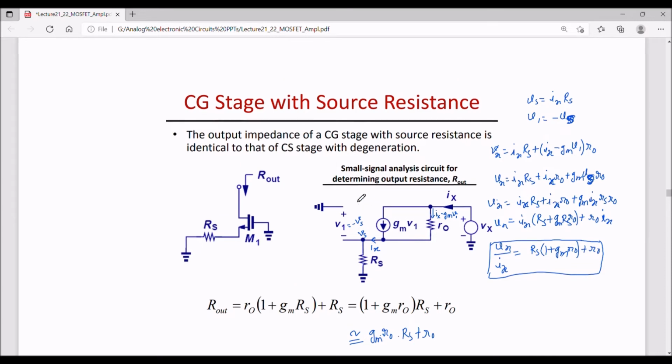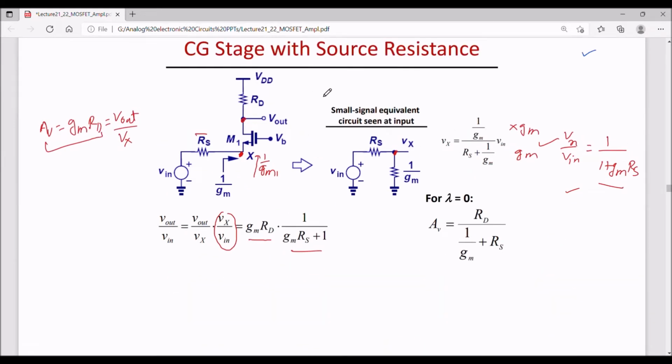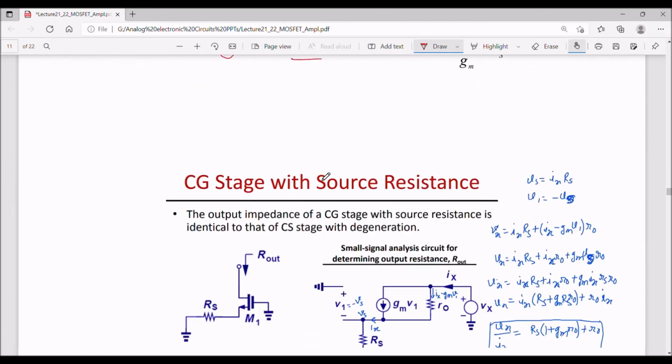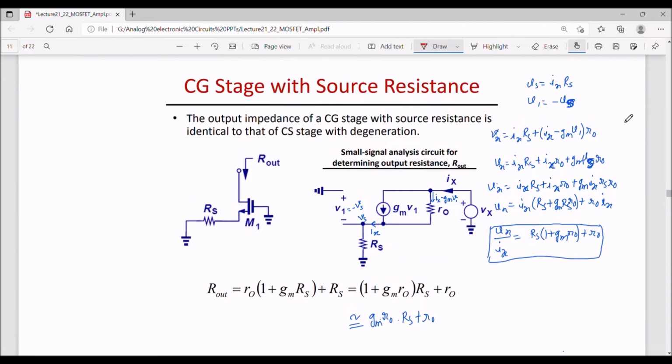Now one can find out the output impedance of this circuit. Let us say that is Rout1 here. And then we will say that the total output impedance Rout, looking here, is Rout1 parallel to Rd. So Rout1 can be found.